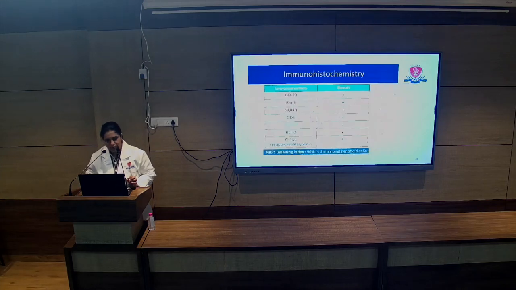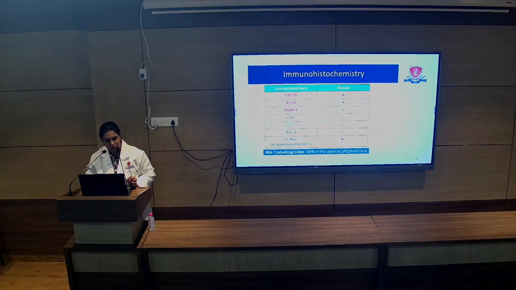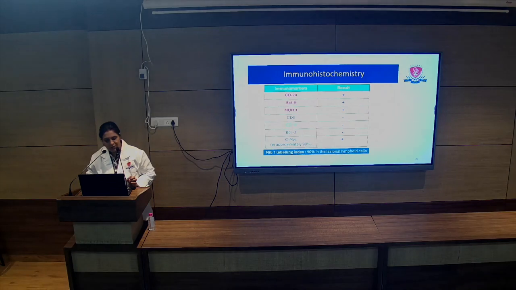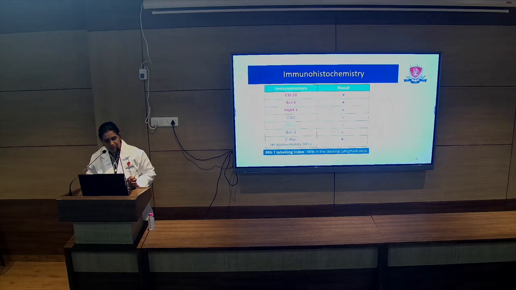We proceeded with immunohistochemistry. On immunohistochemistry, the lesional cells were positive for CD20, which is a B cell marker. The cells were also positive for BCL6 and MUM1. The cells were negative for CD5, which is a T cell marker. Most importantly, the cells were negative for CD10, which is a germinal center marker.